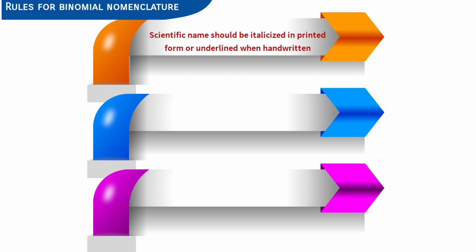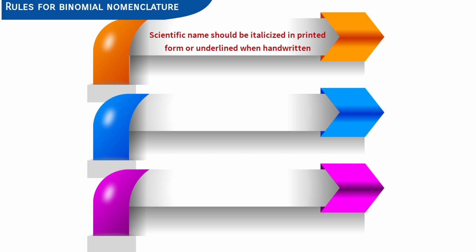First one, the scientific name should be italicized when printed, or underlined when handwritten. So when it is printed, the scientific name should always be in italics. This scientific name alone should be in italics. Or when you are writing it by hand on paper, it should be underlined. That too separately. What is meant by separately? The genus name gets one underline, leave some gap, and the species name gets a separate underline. Don't underline together, right? Genus name and species name should be underlined separately.